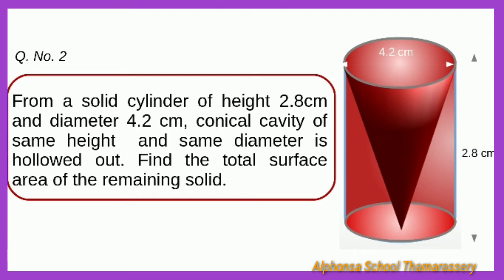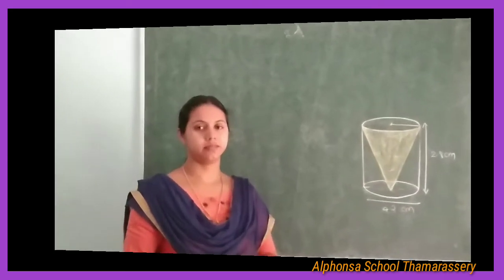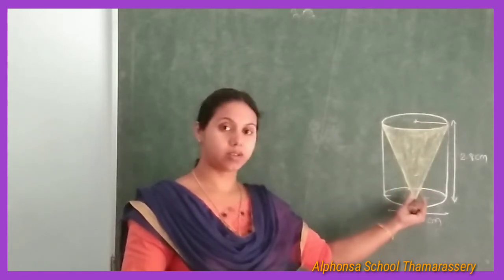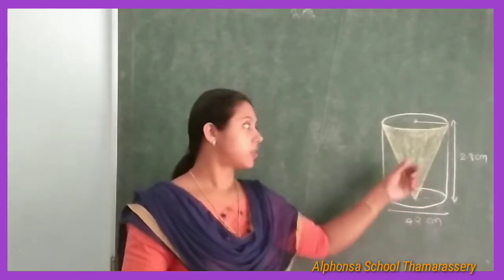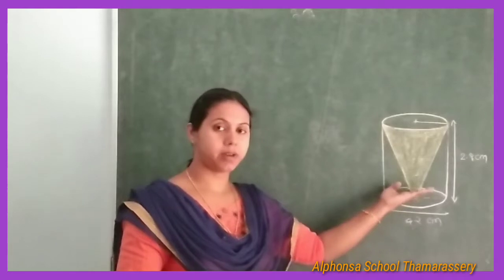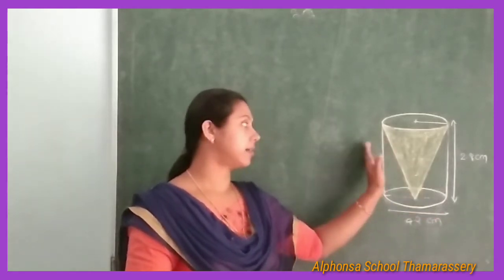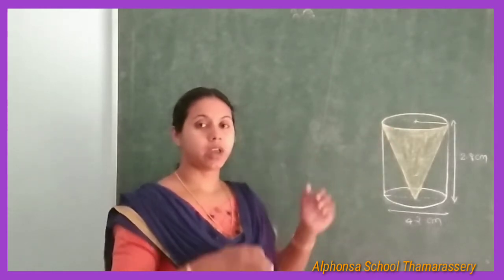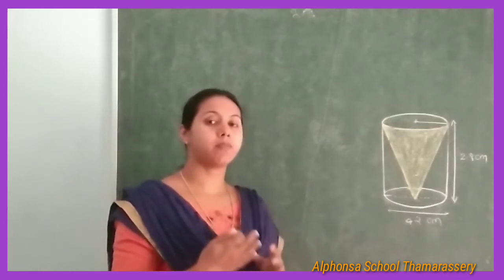So the total surface area of the remaining solid is equal to the curved surface area of cylinder plus base area of cylinder plus inner curved surface area of cone. In this question, the conical cavity is hollowed out from a cylinder. So the top part of the cylinder is hollow part, and at the bottom there will be a circular shape. That's a circular bottom, and we want to find the total surface area of this remaining solid. So a conical portion we took out, the remaining portions we have to find out.